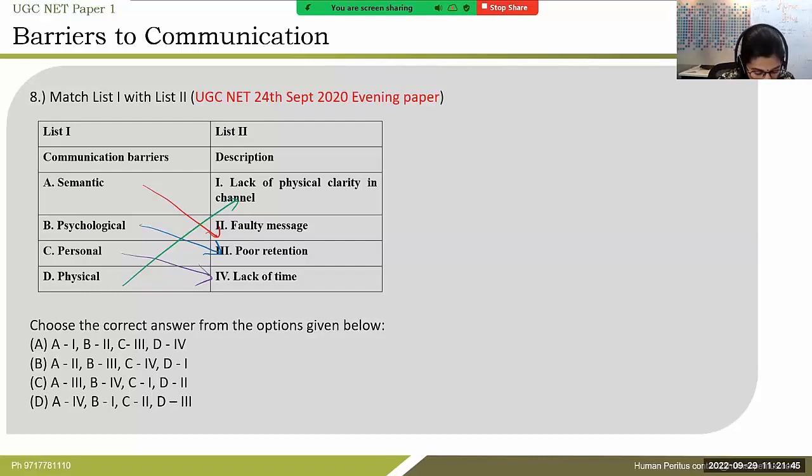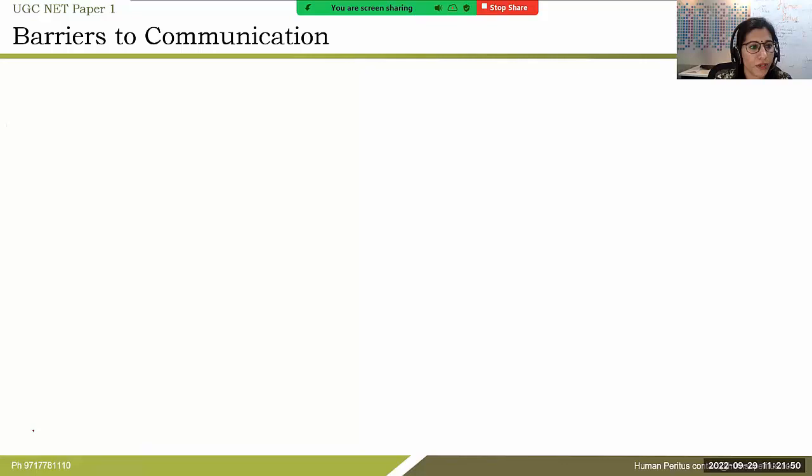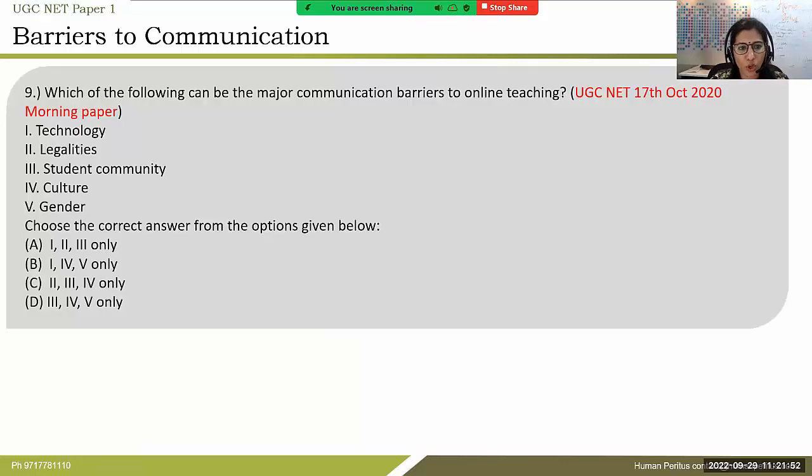So here option number B is the correct option. Next question: which of the following can be the major communication barriers to online teaching? Let us start doing this question through the elimination method itself. Number one, technology. Yes, obviously it can become a communication barrier when the sender or the receiver is not very well versed with the technology you are using in your communication or in your online teaching. So technology is a factor.